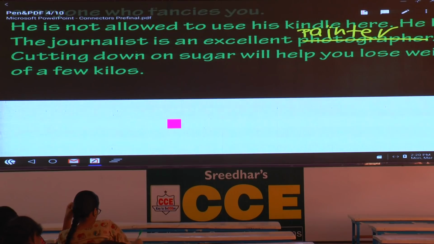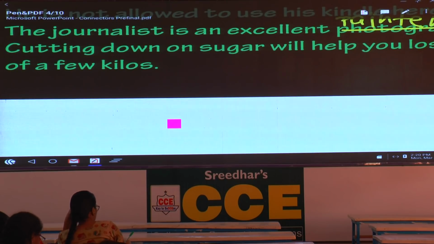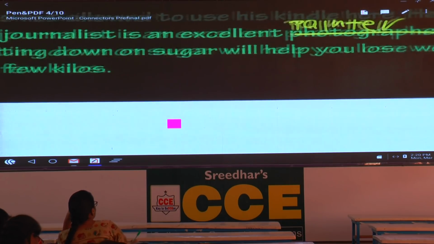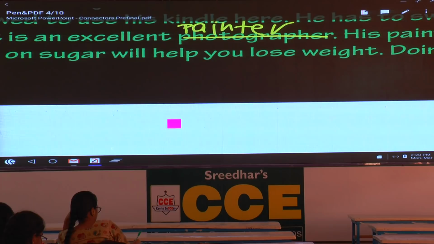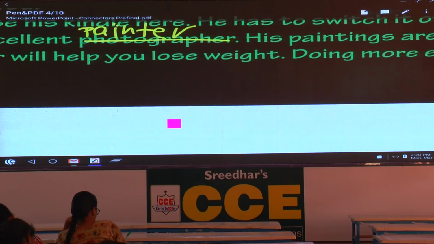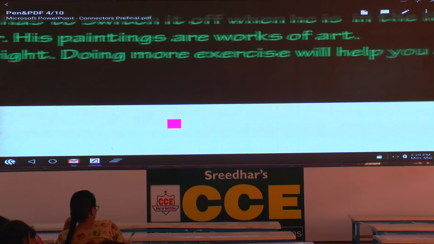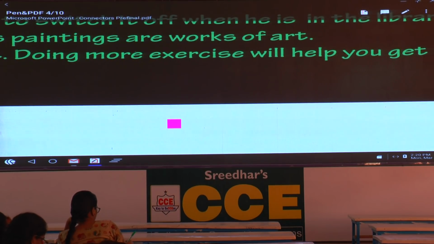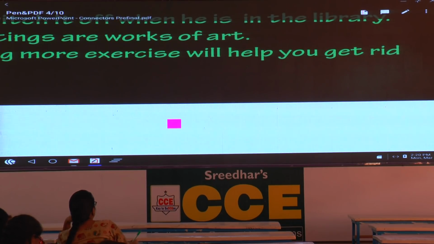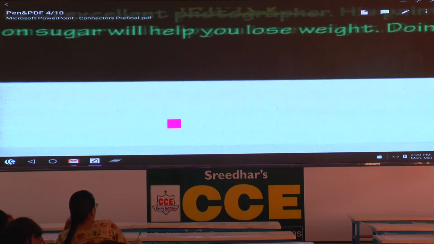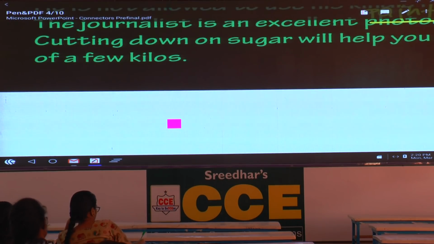Cutting down on sugar will help you lose weight. Doing more exercise will help you get rid of a few kilos. Get rid of a few kilos.